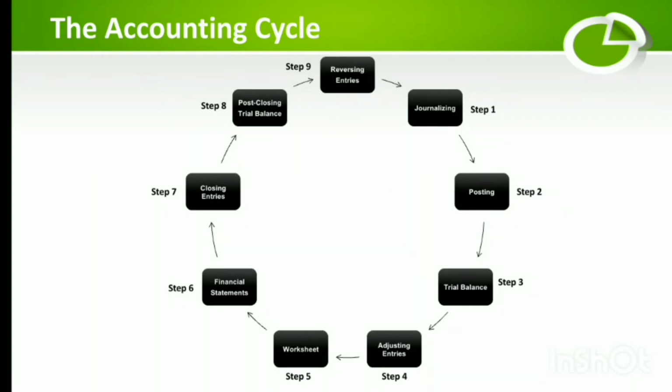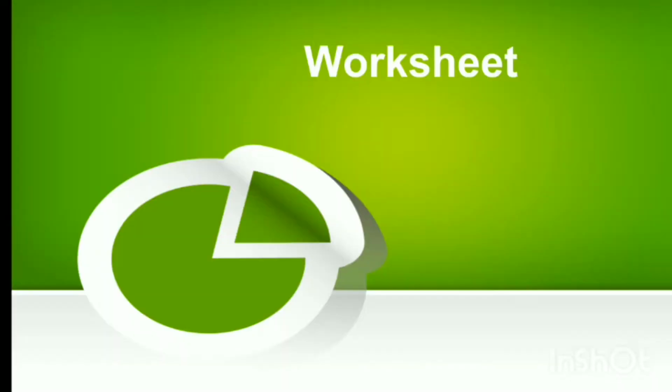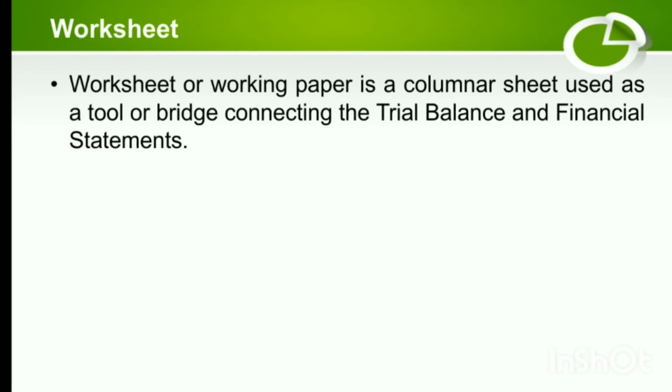We are then discussing journalizing, posting, trial balance, adjusting entries, and now we will discuss step number 5 of the accounting cycle, and that is the worksheet. The worksheet or the working paper is a columnar sheet used as a tool or a bridge connecting the trial balance and the financial statements.